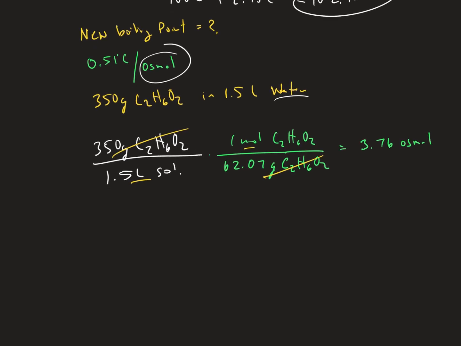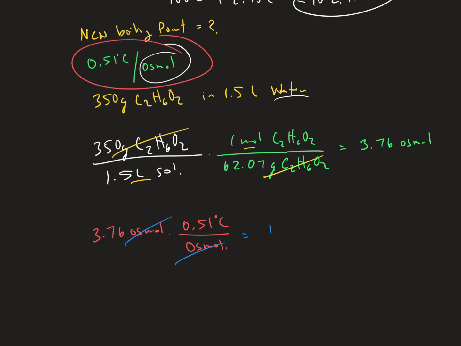Now what? Now we convert it to what's the temperature increased by, right? 3.76 osmol, and we increase by 0.51 degrees Celsius per osmolarity. That goes away. So what's our increase? 1.92 degrees Celsius. Is that our answer?